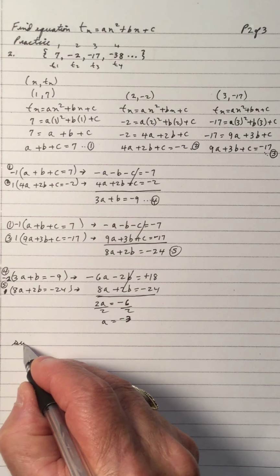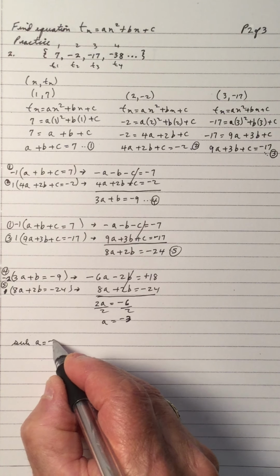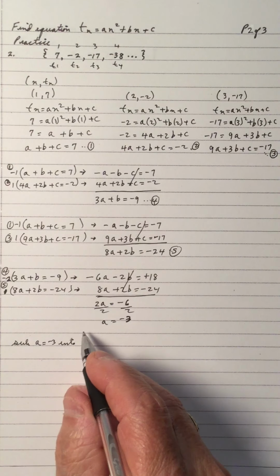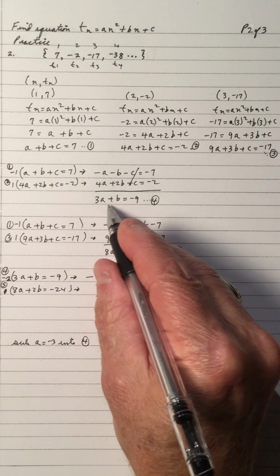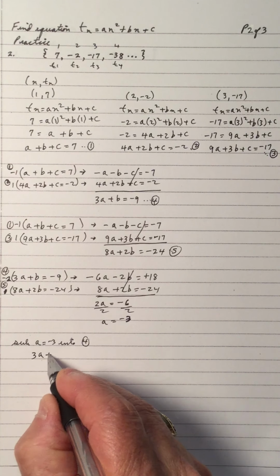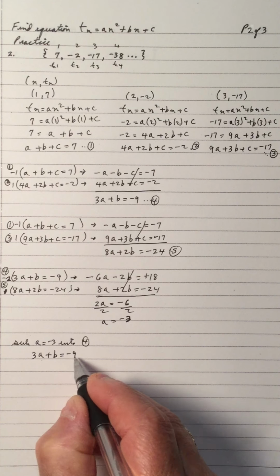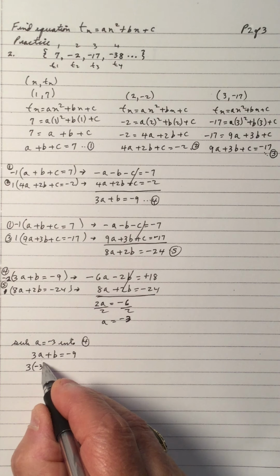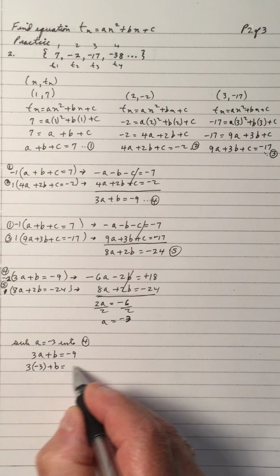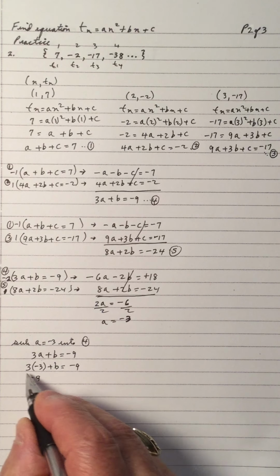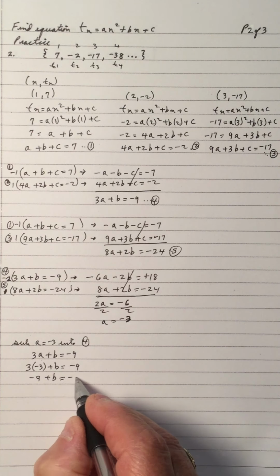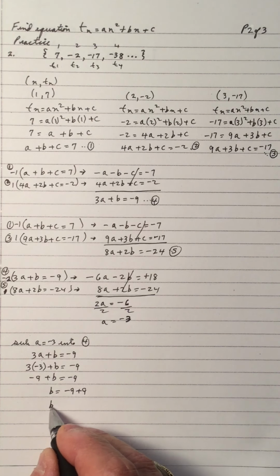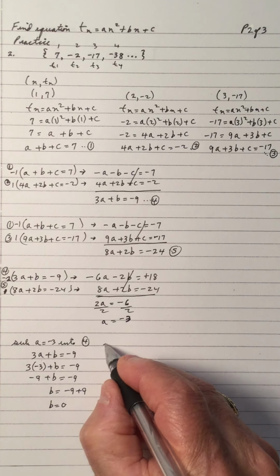So I'm going to sub A equals -3 into, let's put it into number 4 equation. So 3A plus B equals -9. So I'm putting in a -3 in the place of A. Three times -3 is -9. B equals -9 plus 9. So B equals 0.